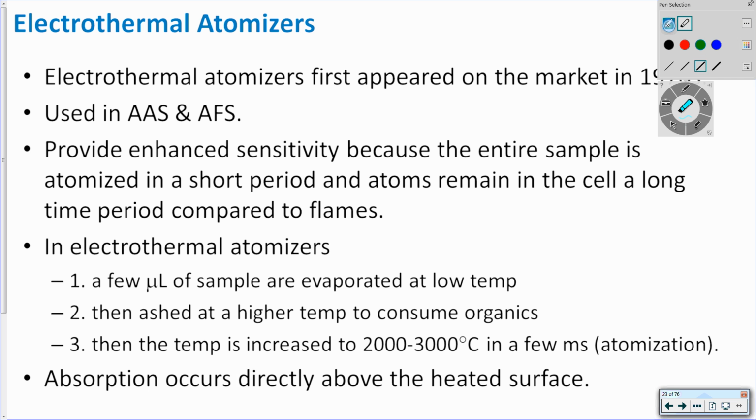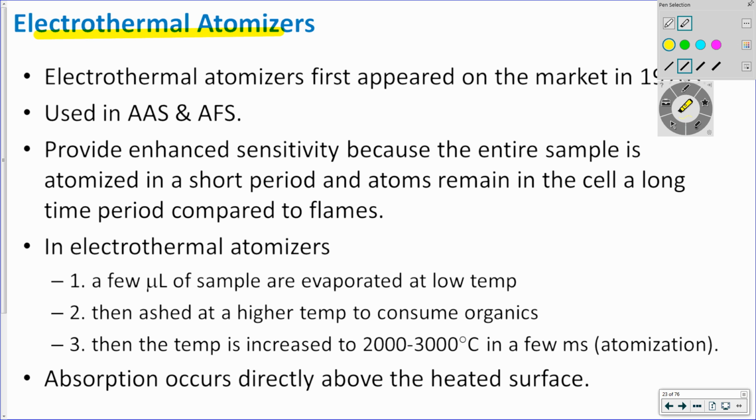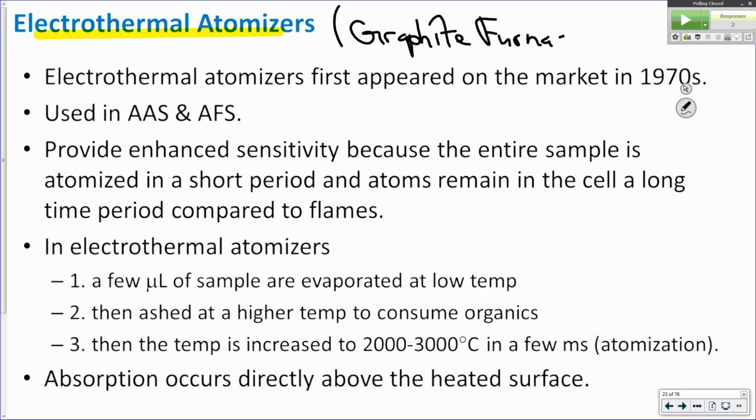We talked about the flame. The other side of the picture is going to the electrothermals, which are what I call graphite furnace. That's the common name that we've accepted for them. So GF, graphite furnace, or electrothermal. Either one of those, they mean the same thing. These first appeared in the markets in the 1970s commercially, and today they've really become commonplace. They're used in both atomic absorption and atomic fluorescence.